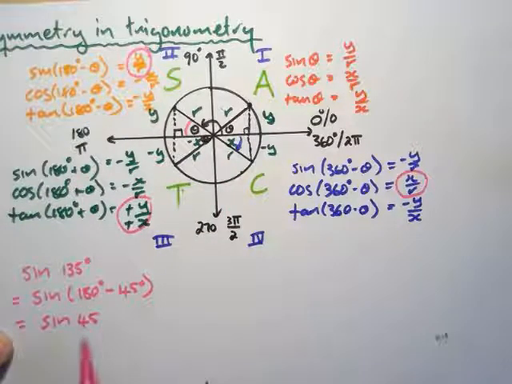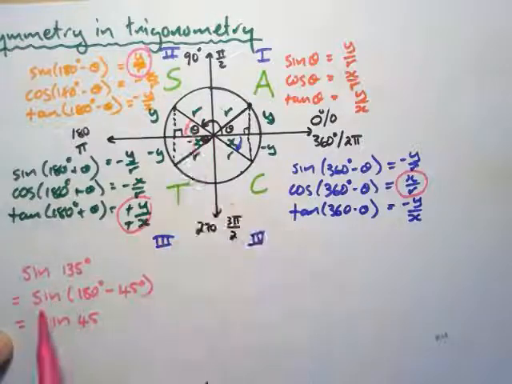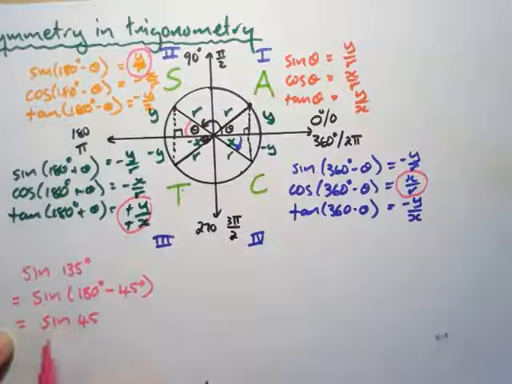The only thing that we have to check is the sign. In my second quadrant, the sine is positive due to my CAST diagram. And this is why this is the sine of 45. And we can do that with our special triangle. Please have a look at how we do the examples that follow. You need to be able to do that.